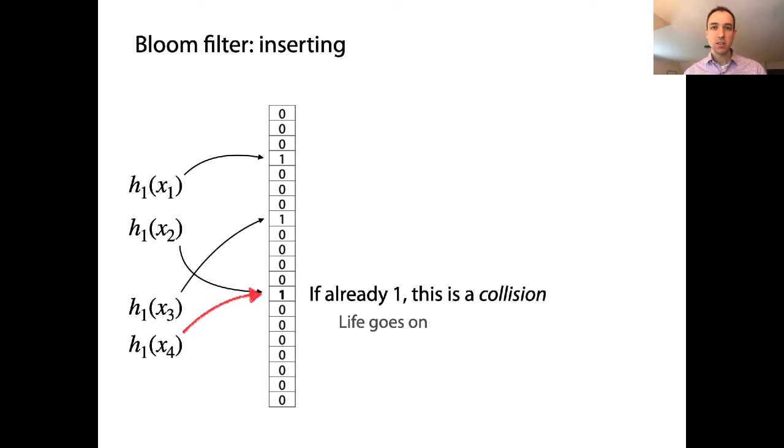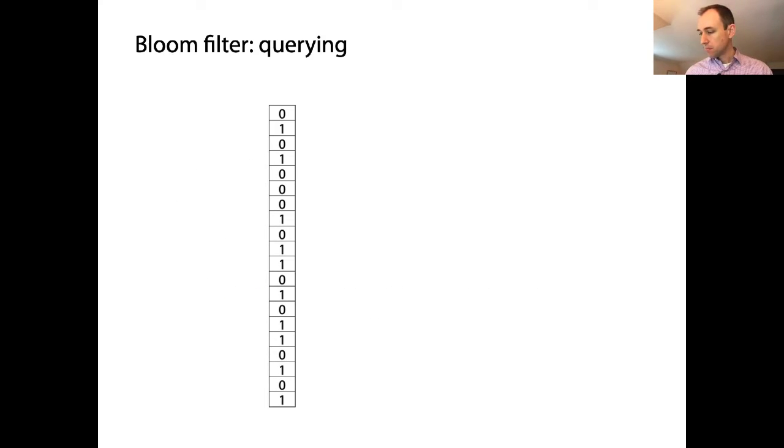It might be a collision, but like I've written here, if it's a collision, life goes on. It means that we will potentially make mistakes later, which we will analyze in some depth. But there's nothing corrective for us to do. We're just going to live with the fact that we have a collision. Okay?